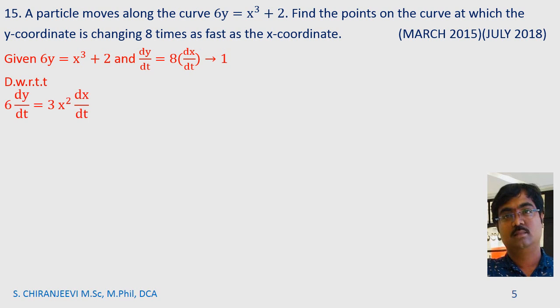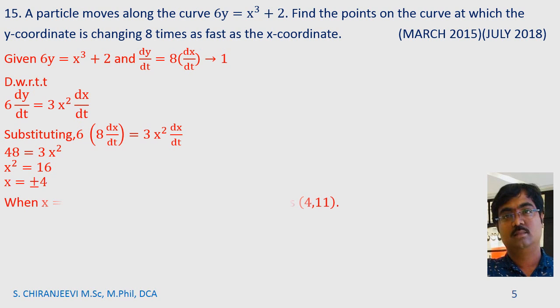Differentiating with respect to t, 6 dy/dt = 3x² dx/dt, and differentiation of 2 is 0. Now substituting for dy/dt, 6 into 8 into dx/dt equals 3x² dx/dt. dx/dt will cancel. 48 = 3x², x² = 16, x = ±4.